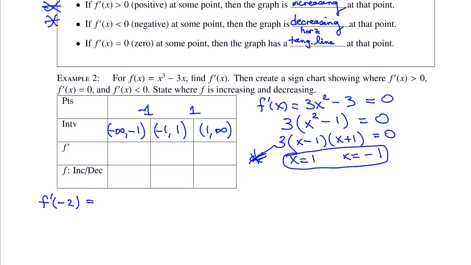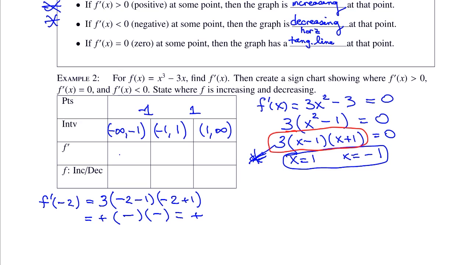Now let me show you a neat little trick here. It's actually easiest to pick some factored version of the derivative to test these things in, because you do not care what the value is. You only care about what the sign is. So if I pick negative 2, this would be 3 times negative 2 minus 1 times negative 2 plus 1. And at this point, all I want to know is what the signs are. So 3 is positive, negative 2 minus 1 is negative, and negative 2 plus 1 is positive or negative? That is negative. And so I have positive times negative, resulting in a positive.